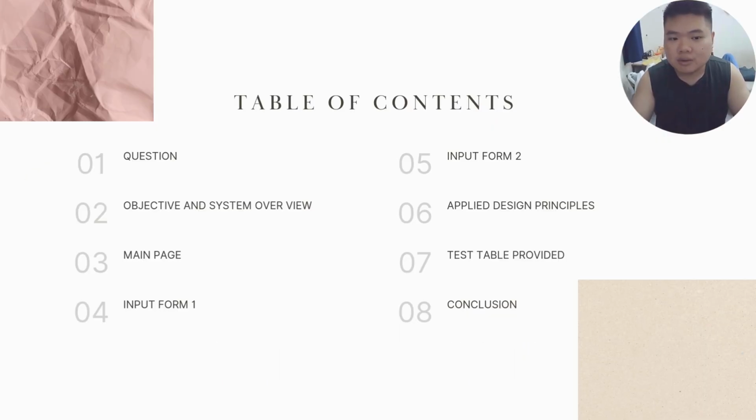After the introduction of me and my group members, I will present the table of contents for our SAD mini project 2. Number one is the question, second is objective and system overview, third is main page, fourth is input form 1, fifth is input form 2, number six is apply design principles, number seven is test table provided, and the last is conclusion. Now I move to the first question.